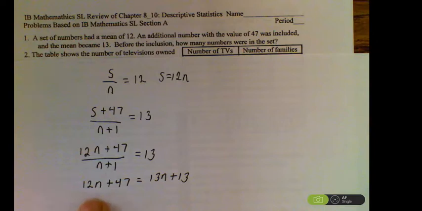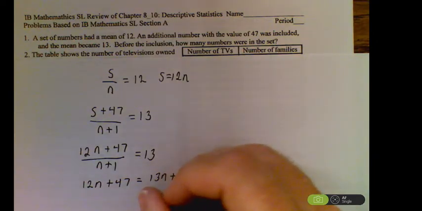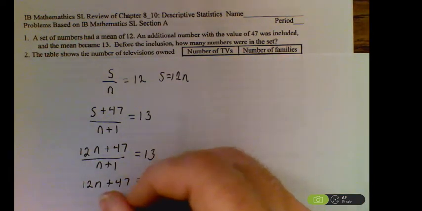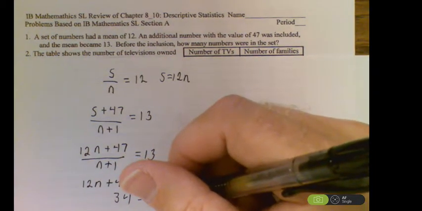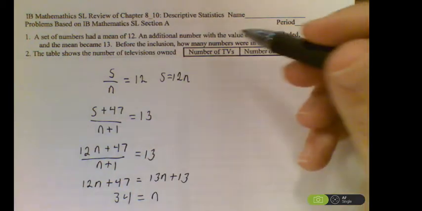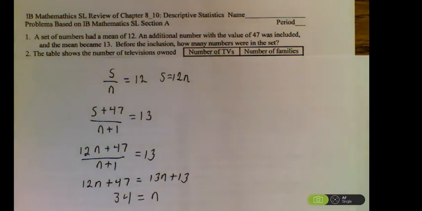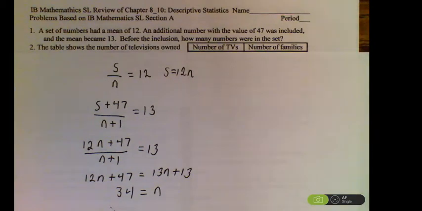And then, of course, if you subtract 12n, that just becomes n. Subtract 13, and you're down to 34. So that was the number of terms. This one is asking for a sum. Or no, it wasn't. It was asking for the number of terms. So that's all we were solving for. So there's our answer to that one.